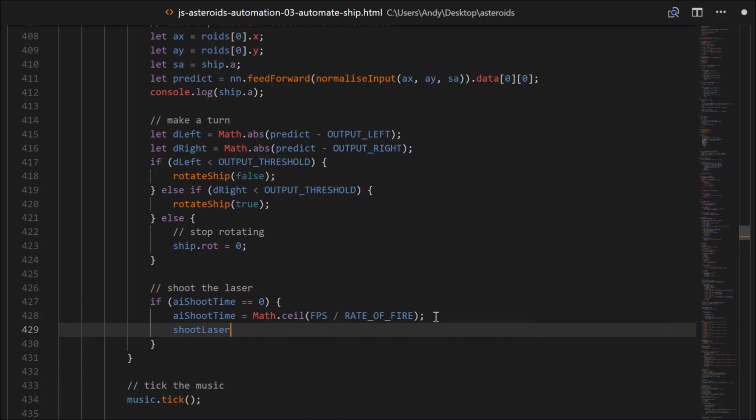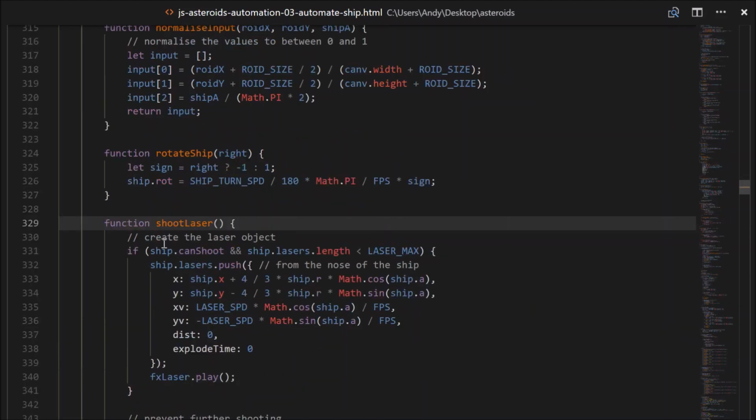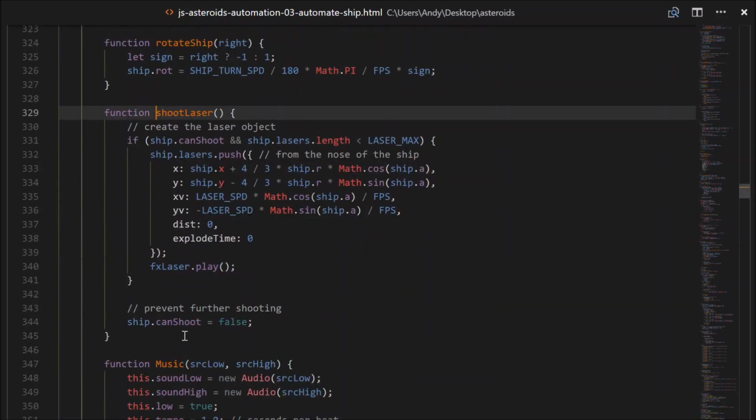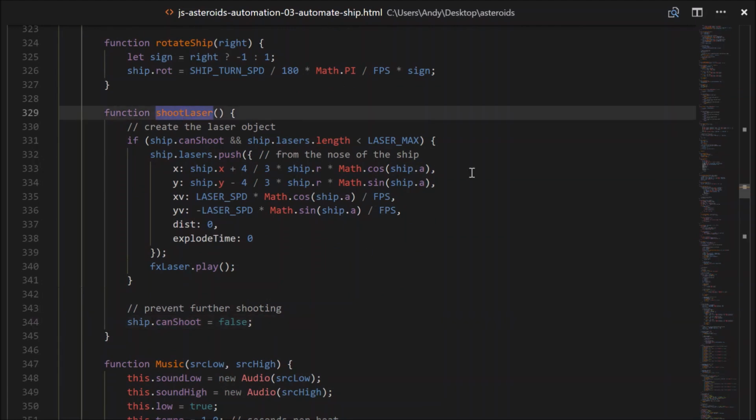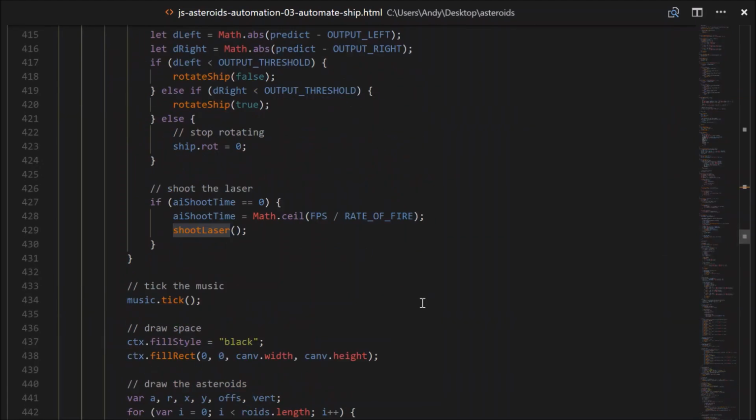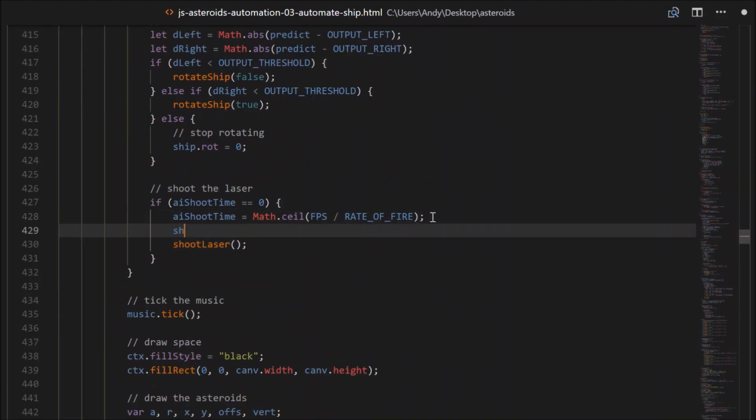Shoot laser. Just checking that function, because part of that condition is that the ship can shoot, and when we shoot a laser, the ship can't shoot. That's because the player must push the space key, then release it. So we'll have to set that up to be able to handle that. Or we can just do it here. Ship.canShoot equals true. So whenever it can fire, we'll let it fire.